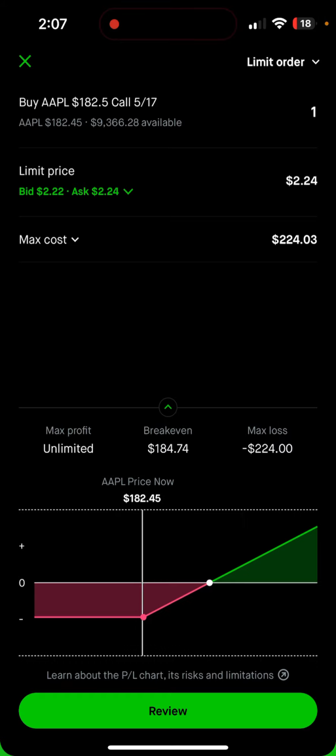I usually try to trade the premiums. As the stock price goes up, the premiums go up as well. The premium is what I'm buying it for, so I'm buying it for 224. If I bet that Apple is going to go up within a day and it goes up 1% and the premiums go up to $350, then I just made about $100, and that's when I usually sell them.